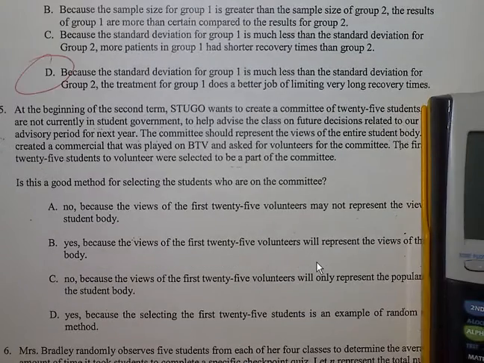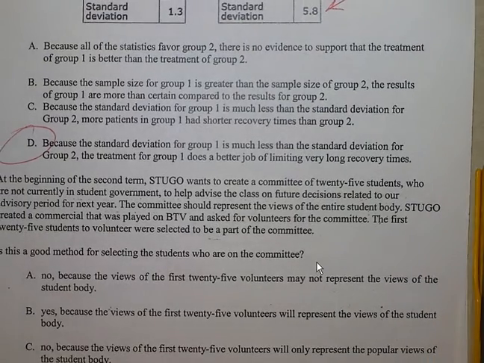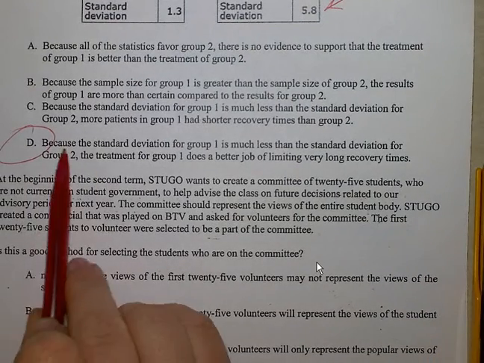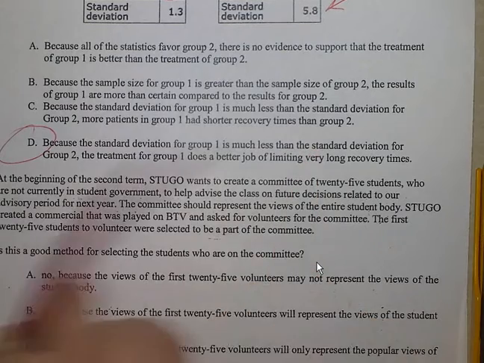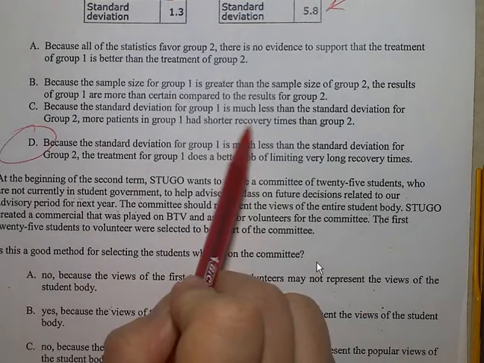Wait, then why wouldn't it be C? Did I read it wrong? Let's see here. Because the standard deviation for group 1 is much less than for group 2. Okay, so we got the part. More patients in group 1 have shorter recovery times than group 2.